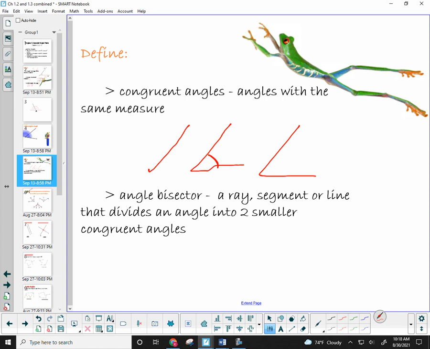If we're going to show that we have congruent angles, what we typically do is draw an arc in there, and then put our tick mark on the arc. So we put the tick mark on the arc itself. Here I can say that angle A is congruent to angle B.